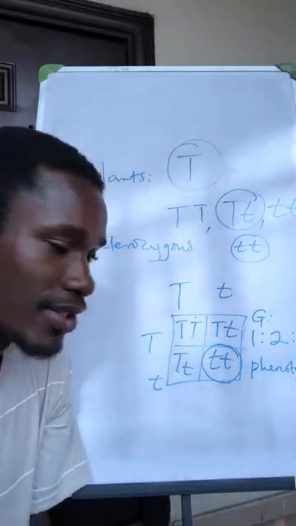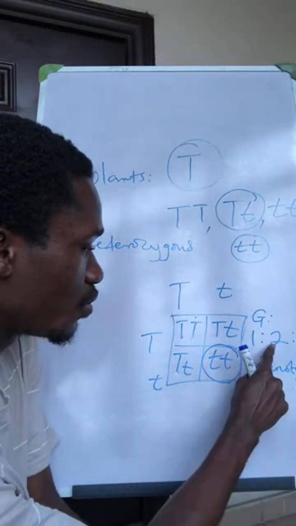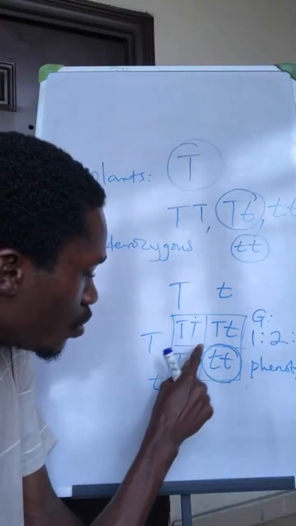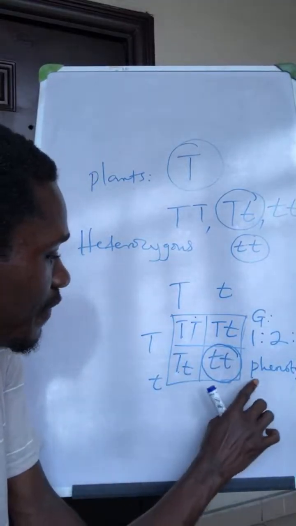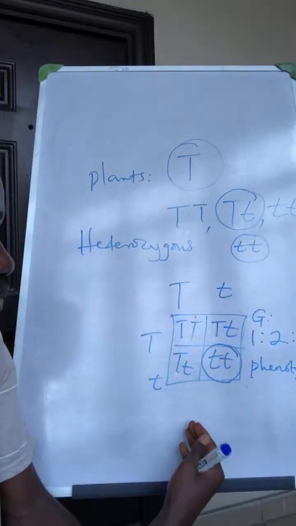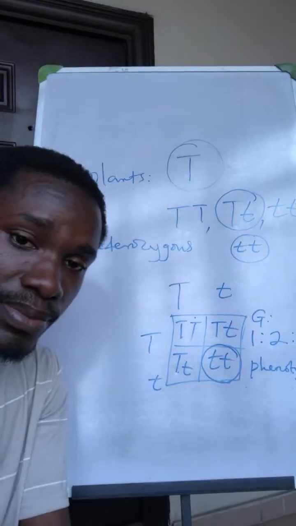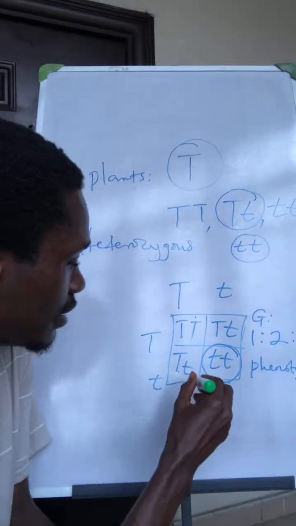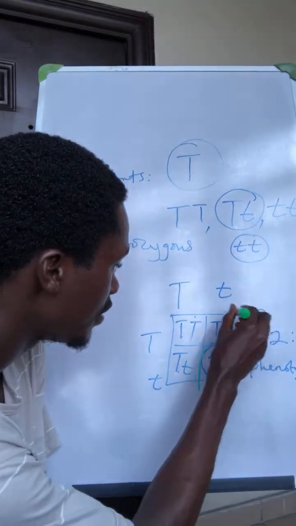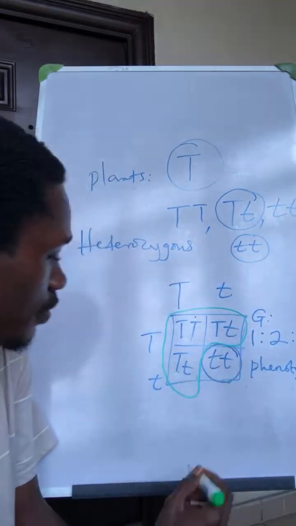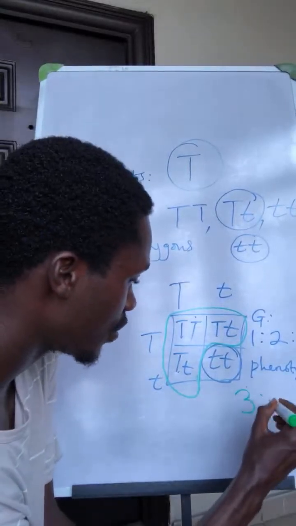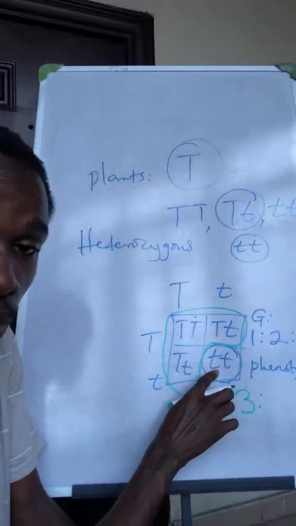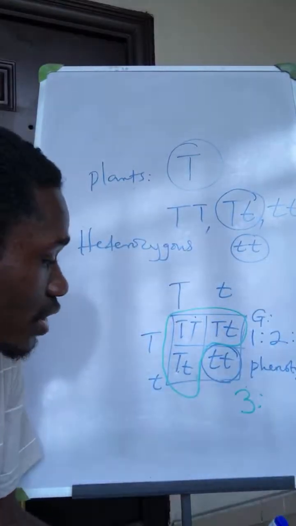We understand that. So now, the genotype is 1:2:1, 1 big T, 2 big T small t, and 1 small t. That is the ratio. Now, the phenotype is, what can we see then? We can see that in this cross, 3 of these offspring are going to be tall, which is 3:2. Only this one is going to be short.